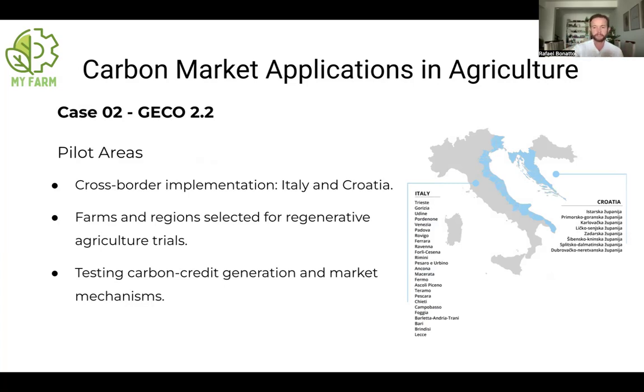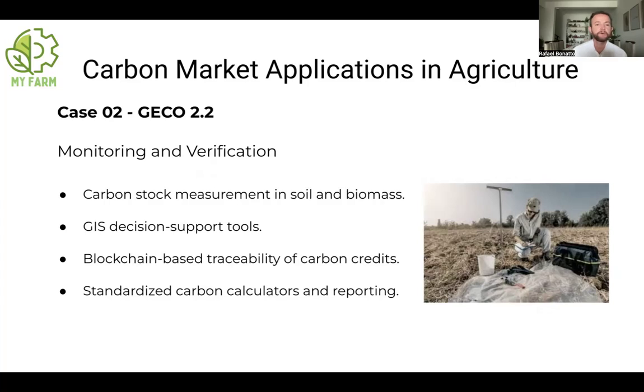Okay. Still regarding the GECO 2.2, the monitoring and verification: they monitor and measure soil and biomass. So they go to each of those farms they have defined and selected for trials, for verification, and for trying and validating the new practices. They collect the soil for soil carbon and biomass. So you see each of them, that's why it's a complex project.